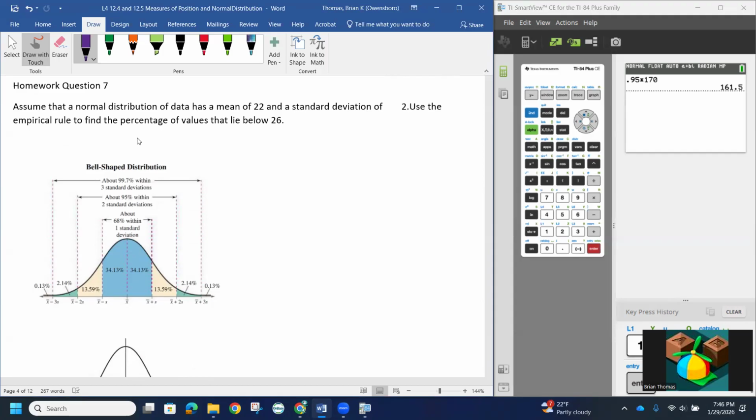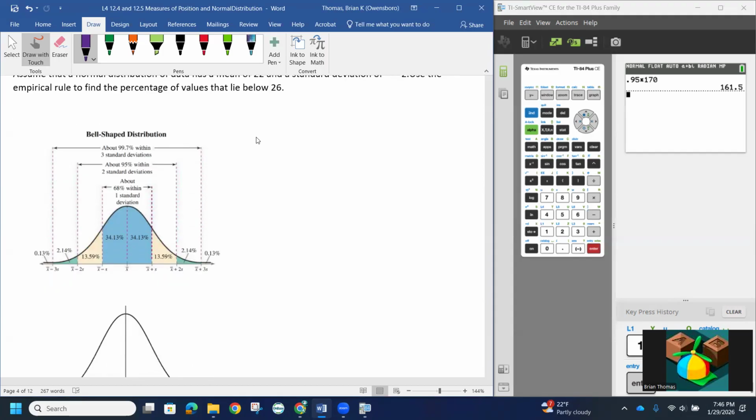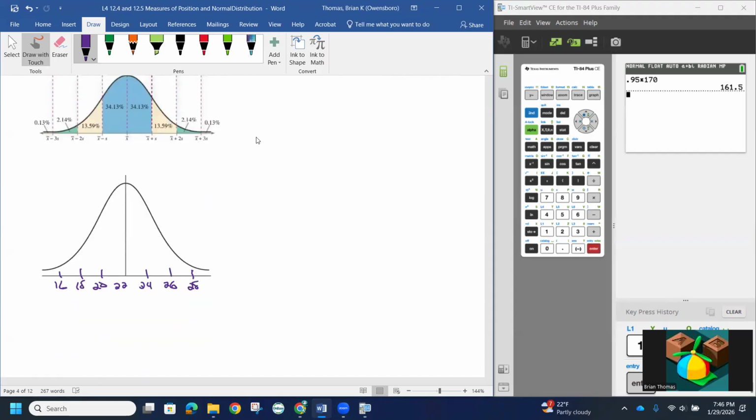So our question is, use the empirical rule to find the percentage of values that lie below 26. So they're wanting to know from here and below, all the way over to the side. So basically we're looking for this. Not real neat here, but we're looking for the area under the curve from 26 and below.